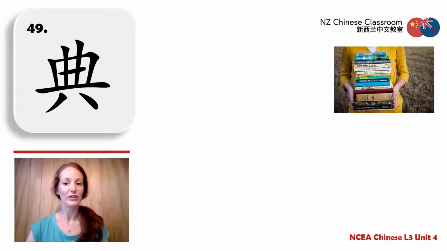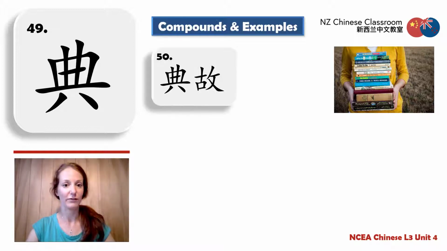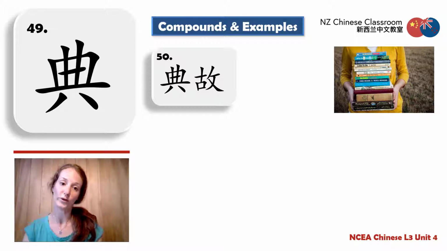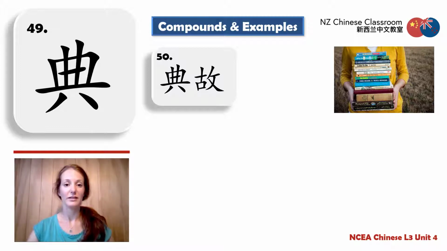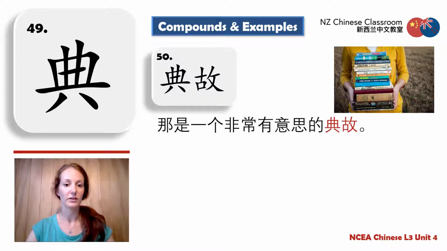点. So you won't see this one by itself, but you might think of it as books on a bookshelf, person holding books. But this is about the standard or law. So some compounds that have this word, 典故. This is a little bit of a difficult one. That means like an allusion or an allegory or a reference to classical works, especially Chinese classics. So 那是一个非常有意思的典故. So that is a very extremely interesting allusion or story.